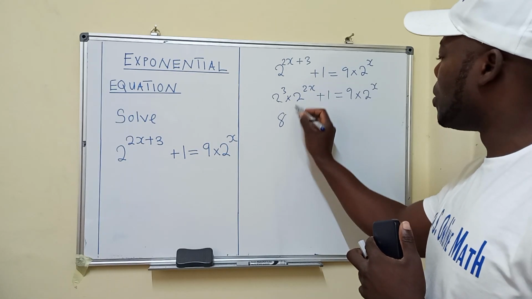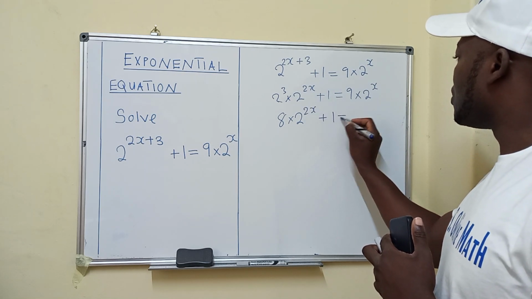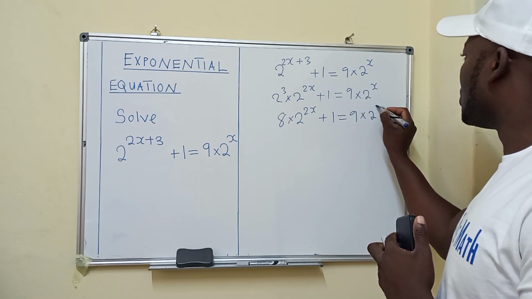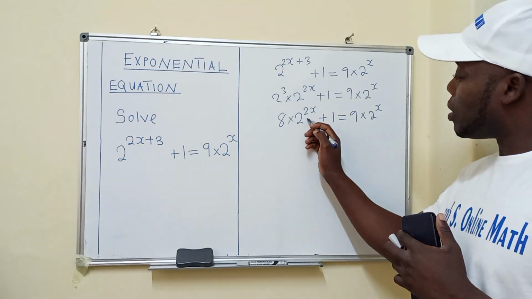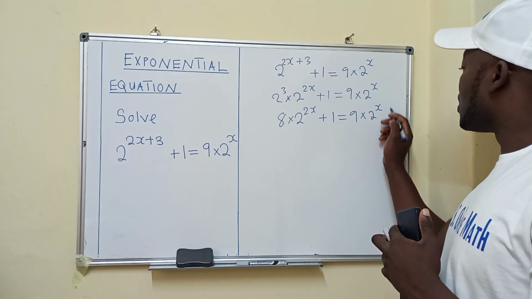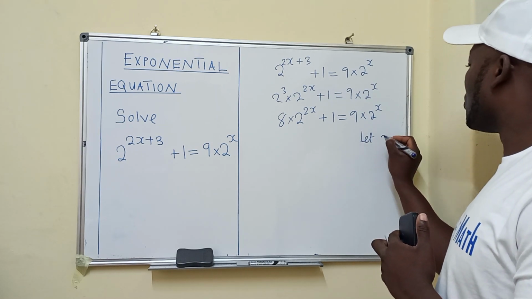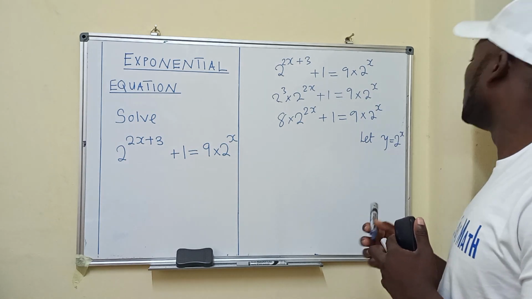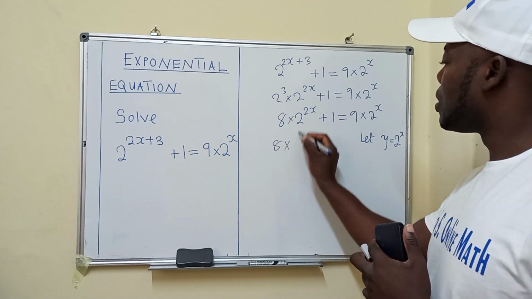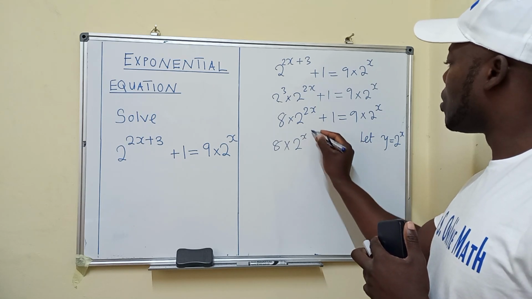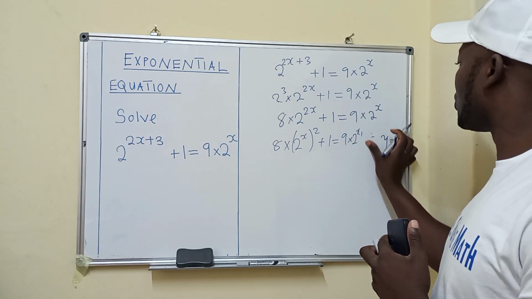We've got 8 times 2 power 2x plus 1 is equal to 9 times 2 power x. All right, so at this point, there is 2 power x, and at this point, there is 2 power x. So we can say let y is equal to 2 power x. So meaning this will be substituted. I want you to see where the substitution will be done.